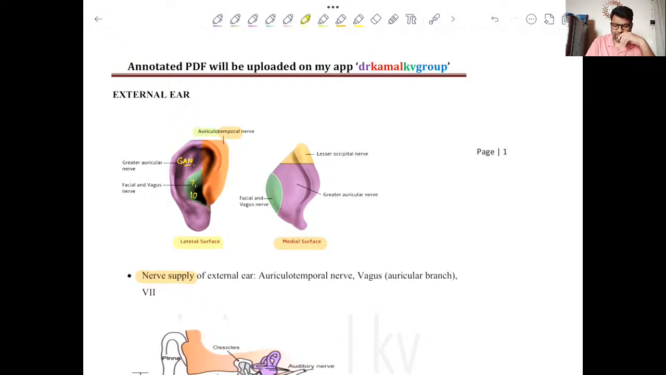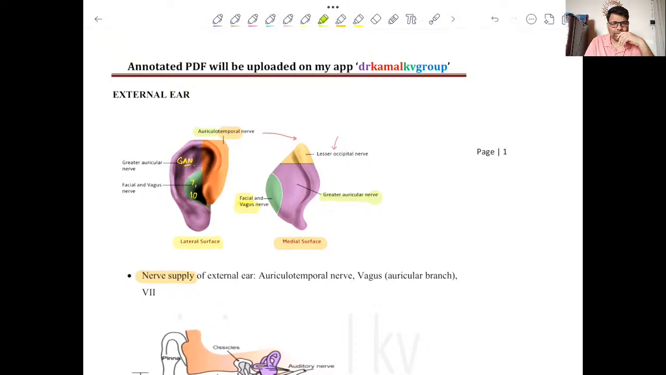Coming to the medial aspect, there is no auriculotemporal nerve. In fact, there is the lesser occipital nerve, right? So instead of auriculotemporal, you have to remember lesser occipital. Apart from that, the remaining nerves are the same, the 7th and 10th and the great auricular nerve, right?